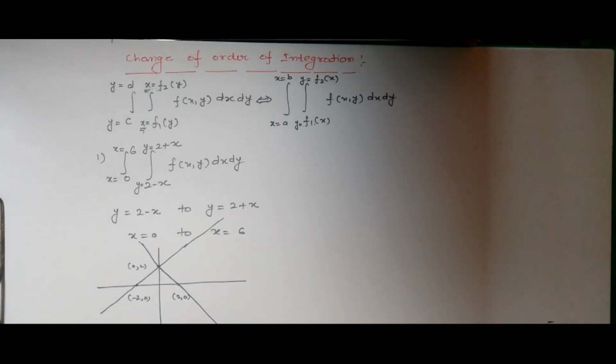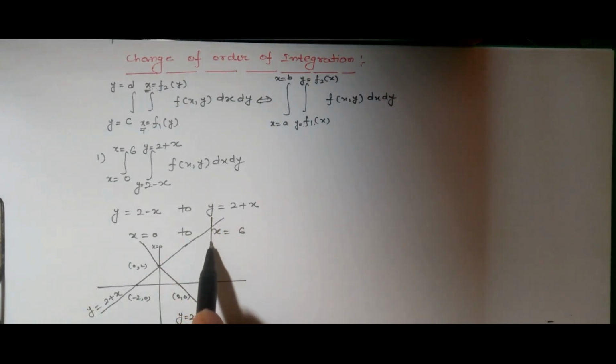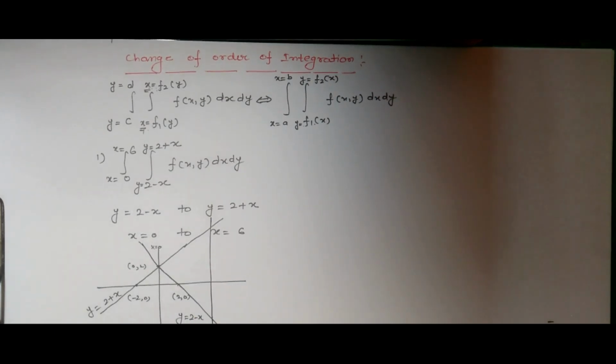So this one is y is 2 minus x, and this one is y is 2 plus x. Now x is equal to 0 is my y-axis, and x is equal to 6, I'm taking it somewhere here. What is the coordinate of this point?